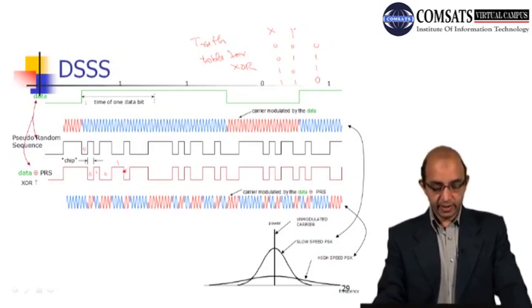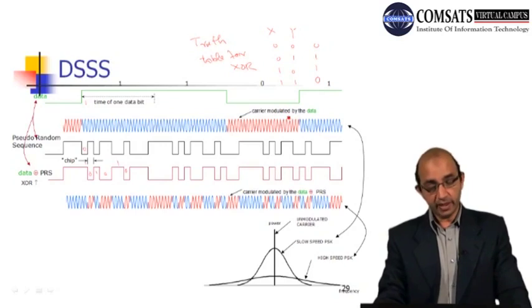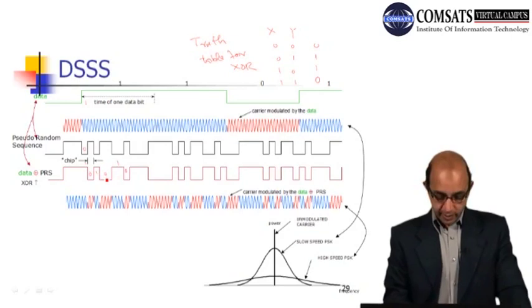So you can see that now we are actually having the carrier modulated by the data plus PRS. Here we have the carrier that is modulated by data only, and here we have the carrier that is modulated by the data plus PRS. So this is the resultant of the XOR operation.